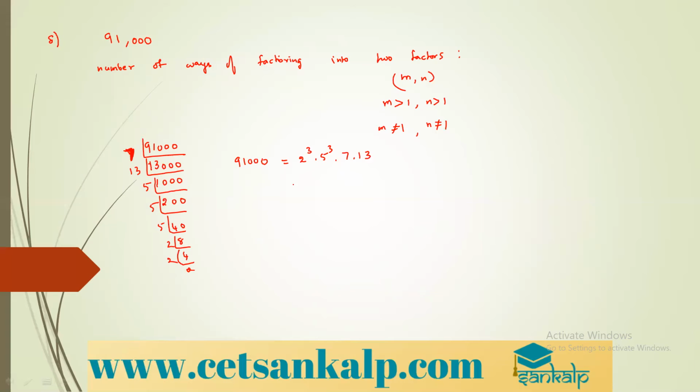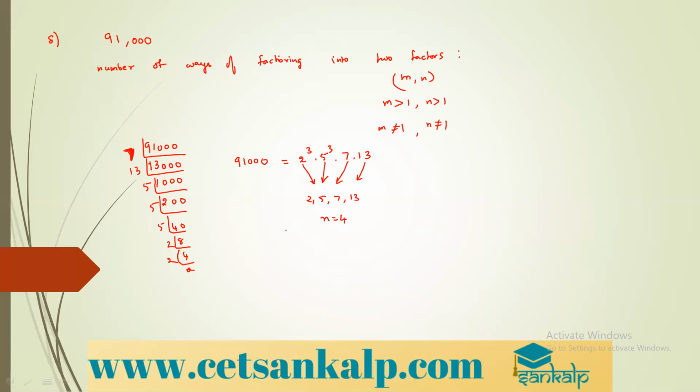So these are the factors. Now, in these factors, what prime numbers can you see? 2, 5, 7, 13. We have 4 prime numbers. That means I can take n as 4.